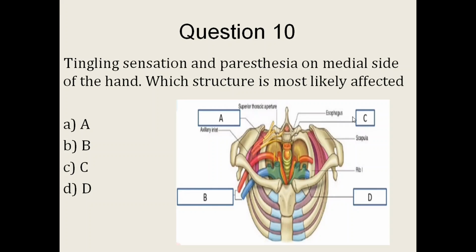So let's look into this image. See, A is brachial plexus. See, ulnar nerve is a branch of brachial plexus, right? Ulnar nerve is the terminal branch of brachial plexus, right? So if the ulnar nerve is injured, there will be tingling sensation and paresthesia. So what will be the answer? The answer will be A.